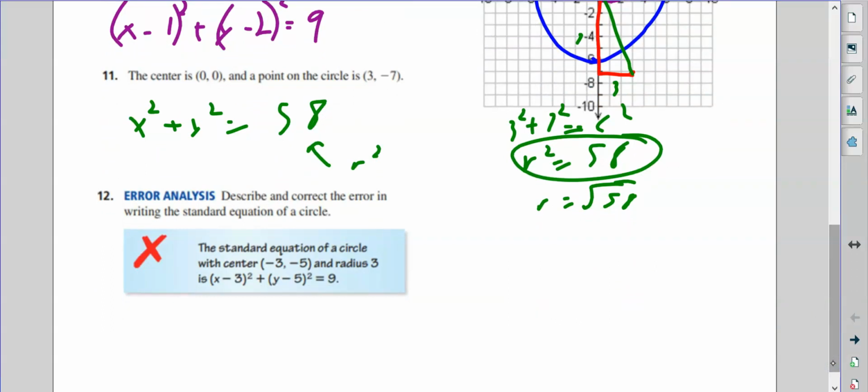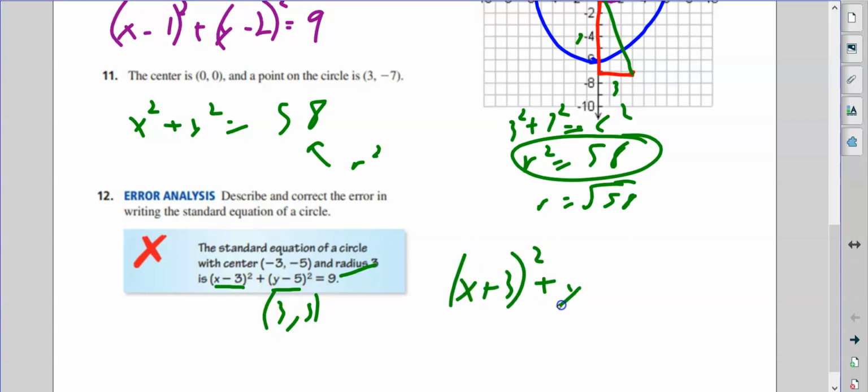All right, describe the error. So the standard equation of a circle with center negative 3, negative 5, and radius 3. Well, this part is correct, but this would be for the center of 3, 5. So therefore, it should be x plus 3, because it's x minus negative 3, plus y plus 5 equals 9.